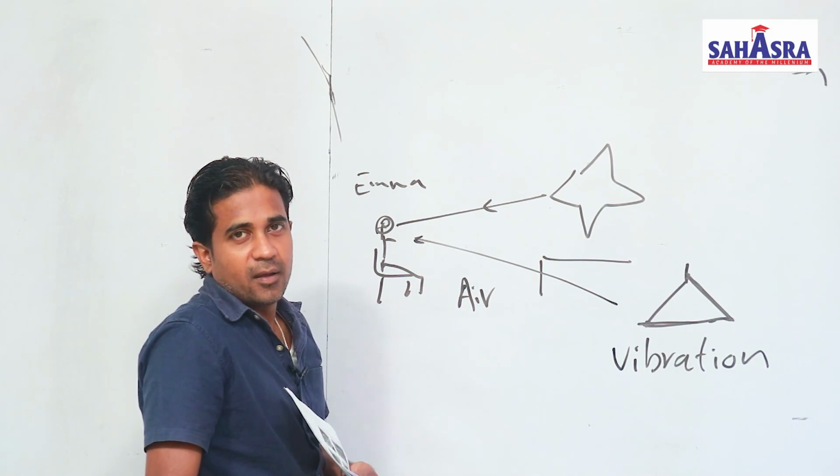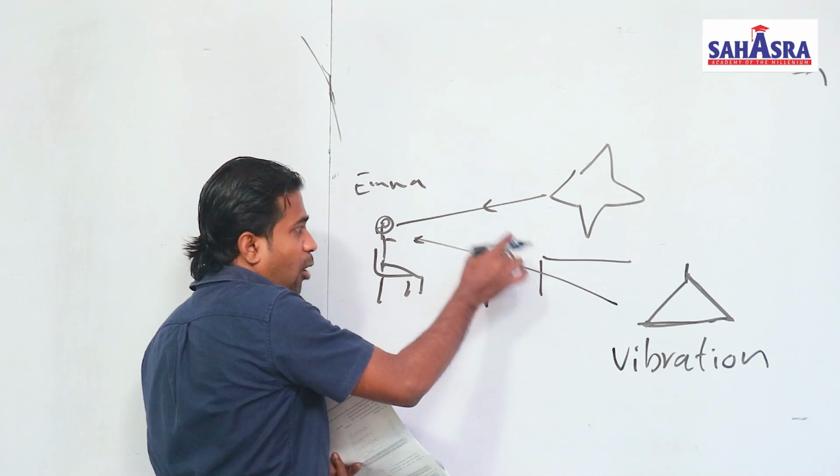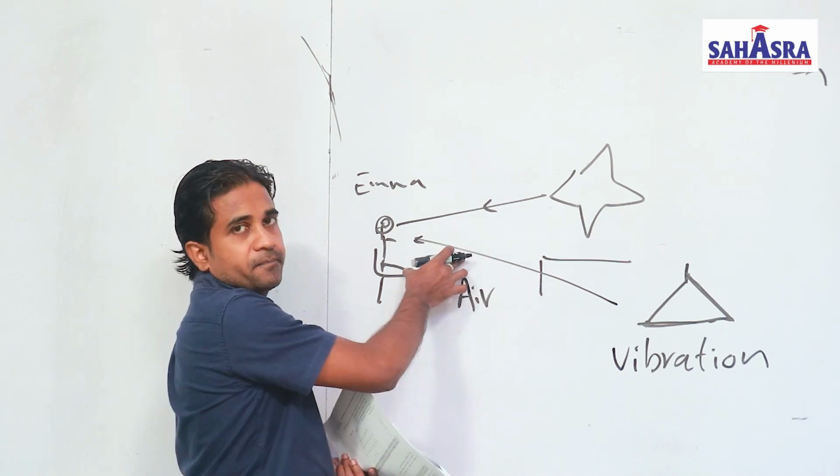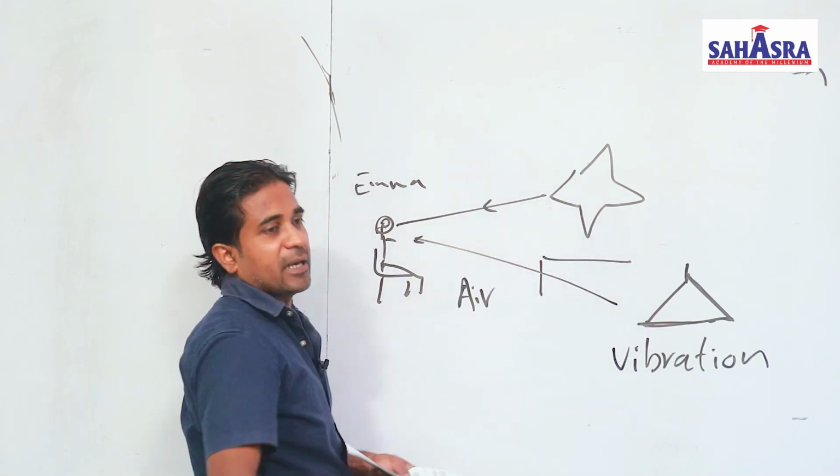When I am talking here, you can hear that. How? Actually, the sound is traveled through the air. That's how Emma gets the sound of this triangle here. Okay.